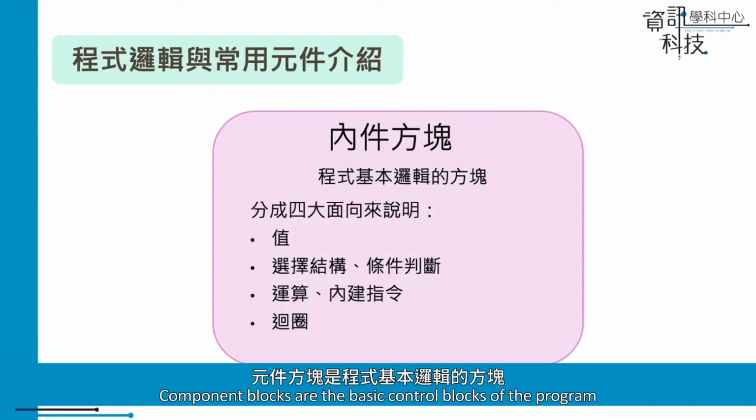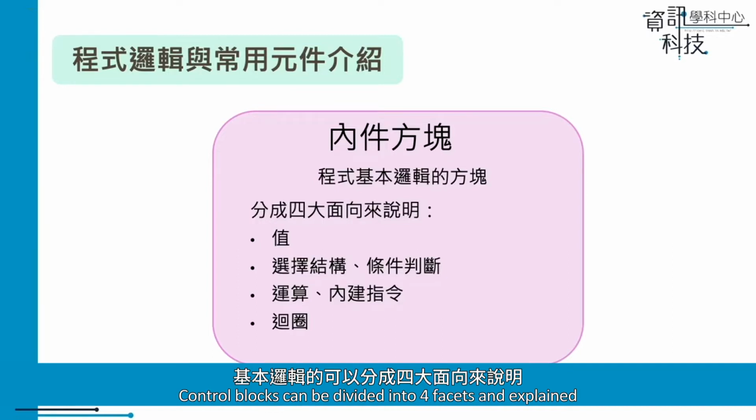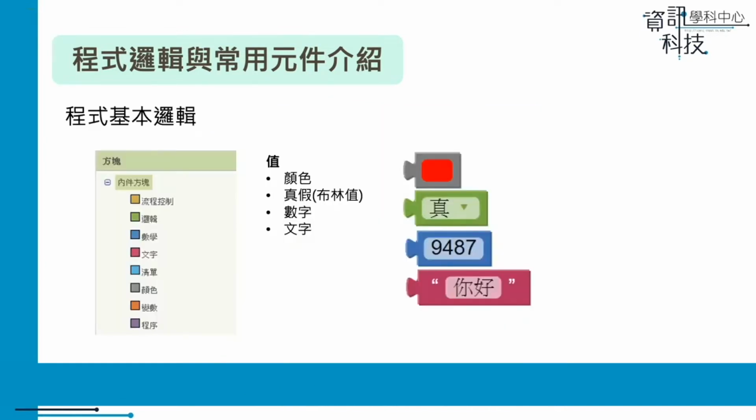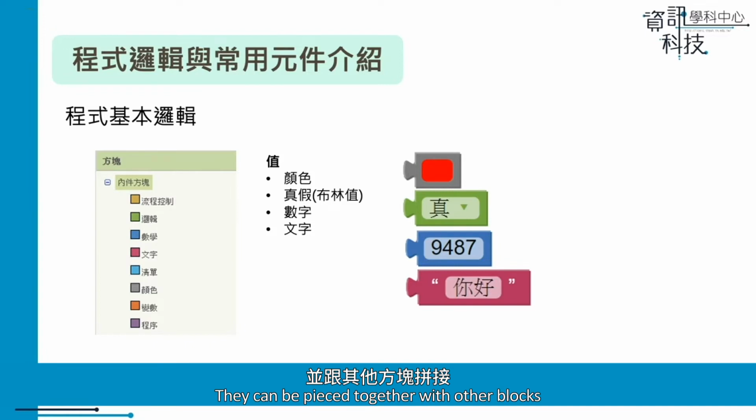Component blocks are the basic control blocks of the program. When a project is created, they will also be generated. Control blocks can be divided into 4 facets and explained: set relevant values, selection control structure and conditionals, computation and built-in commands, repeated loops. If you want to use the blocks to set relevant values, there are 4 data formats available: color, true/false, number, text. They can be placed together with other blocks to set the component's data type.